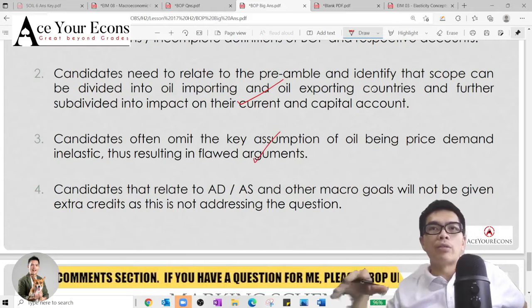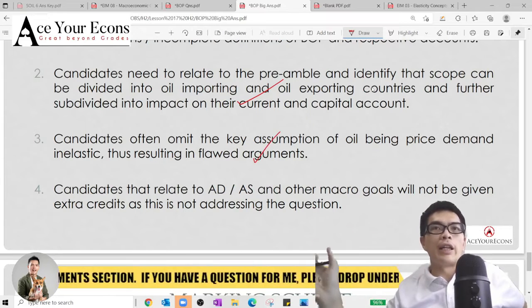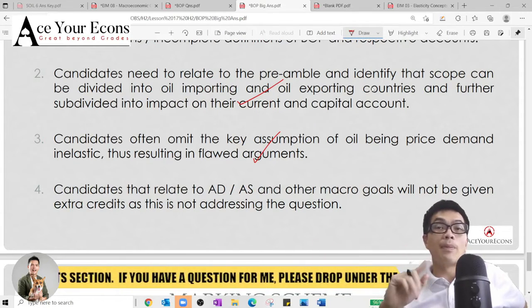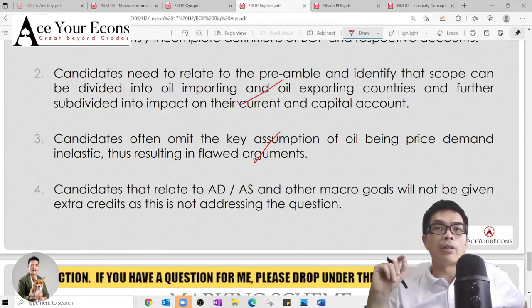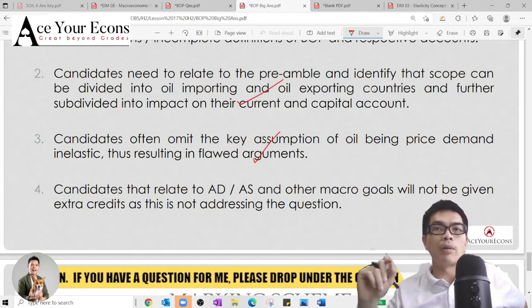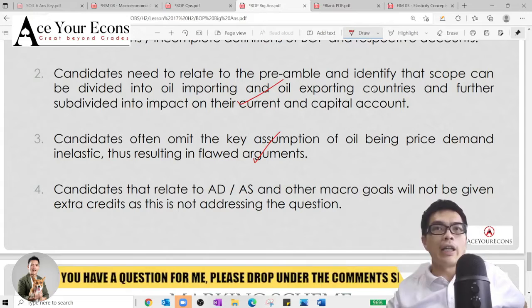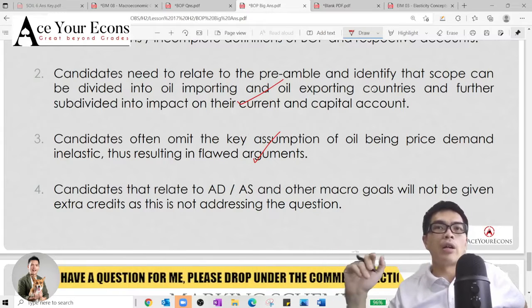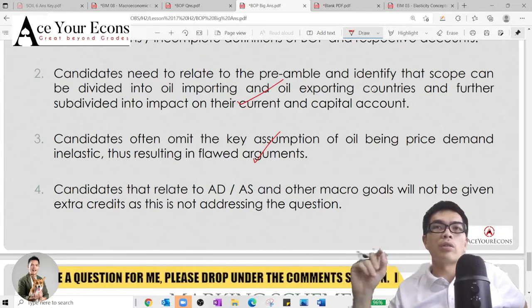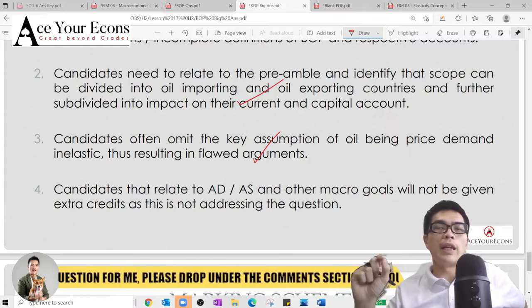And some of the students, when they panic, throw in AD and AS. This question is not about macro goals. It's not about actual growth. It's not about unemployment. If you throw in AD and AS, you are going to throw your essay away. So go straight into CA and KFA here.